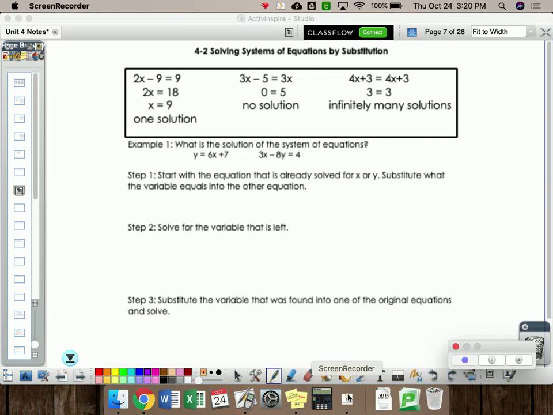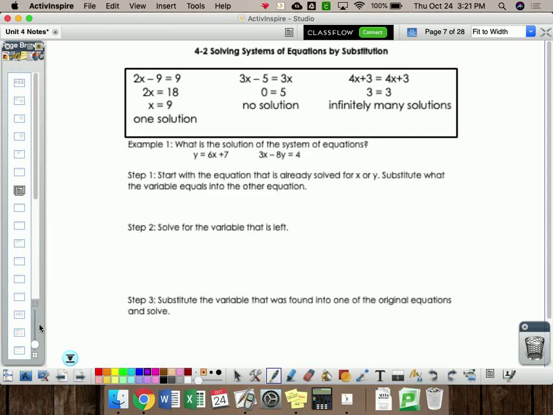But what if you have an equation that has just one of them in y equals? This is the best method to solve when you have only one equation that says y equals or x equals. So when you're solving, we talked about our options: one solution, no solution, or infinite solutions.